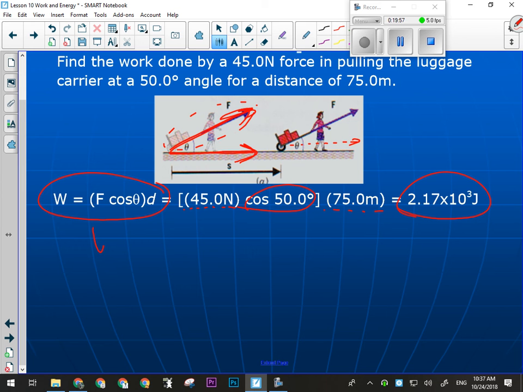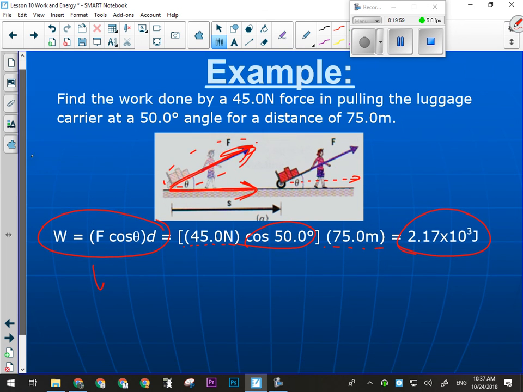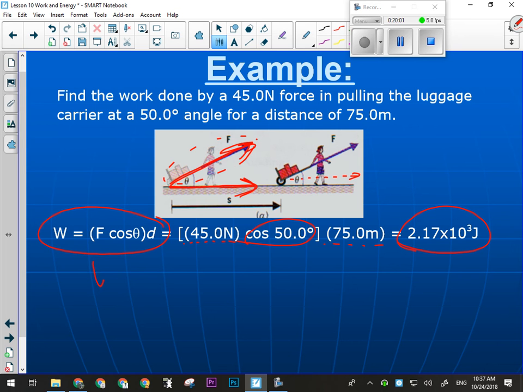And to do this, I didn't even need to know the mass of the luggage carrier. This is just how much work would be done exerting that force over that distance. Wouldn't matter what I was doing. If I was exerting that force over that distance, that's how much energy I would expend.